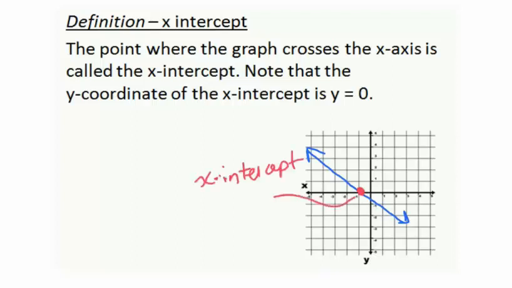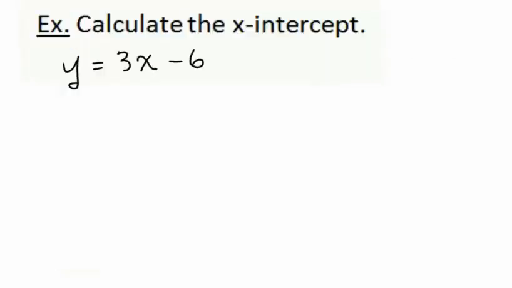Notice here, if we were to describe this as an ordered pair, we would have some kind of movement to the left, but no movement up or down. So we might say that the y-coordinate of our x-intercept is y equals 0. This gives us a strategy for calculating the x-intercept of a particular line. If we have the formula for our line, we set the y-value equal to 0, and try to figure out what the x-coordinate is of our ordered pair.